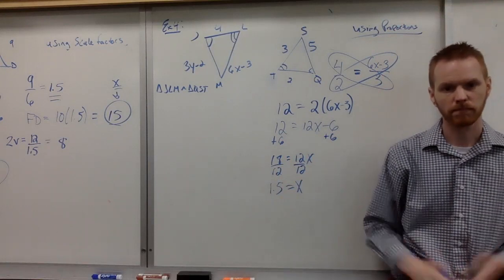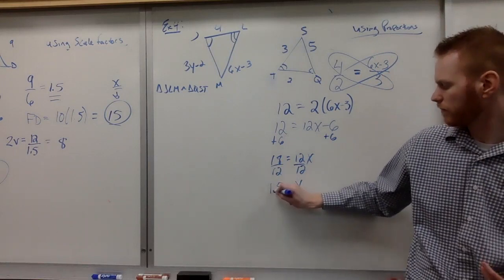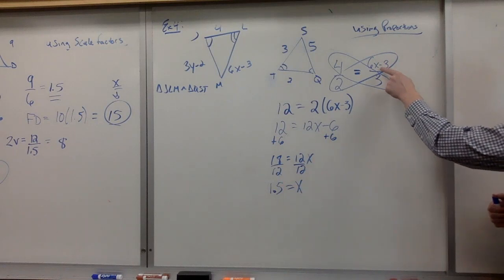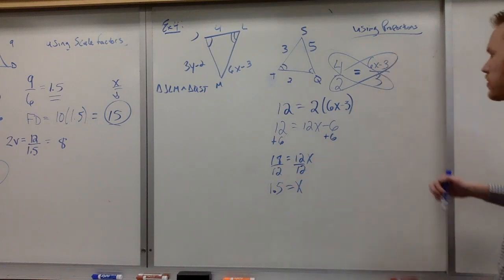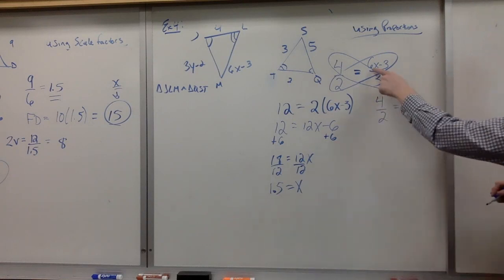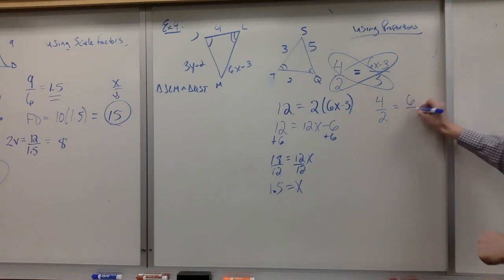Okay. Good. Questions? Now, what does that tell me? I'm so glad you asked. If I plug 1.5 back into here, let's say I did that for a second. I'm going to rewrite it over here. 6 times 1.5 is 9. 9 minus 3 is 6.